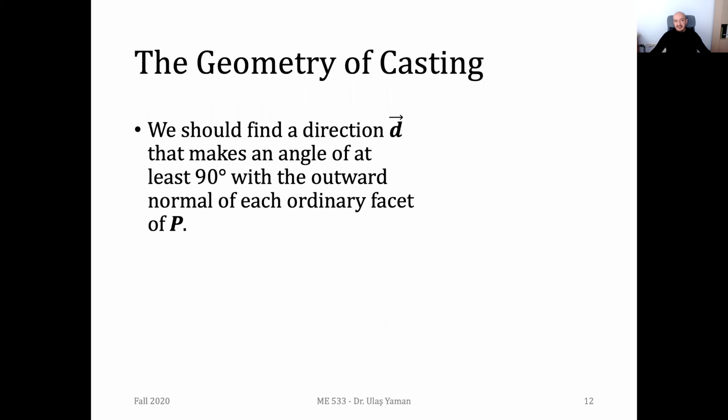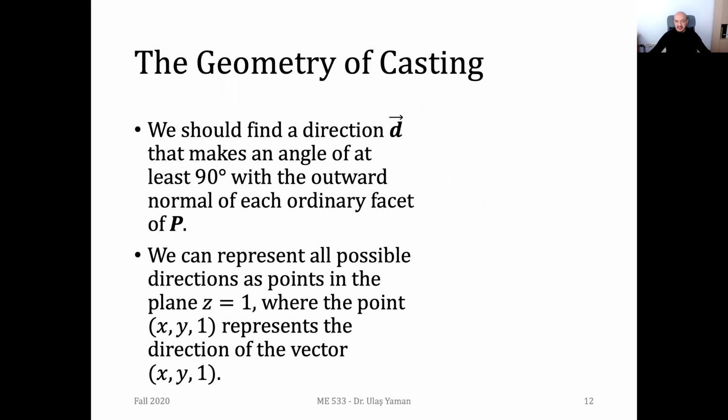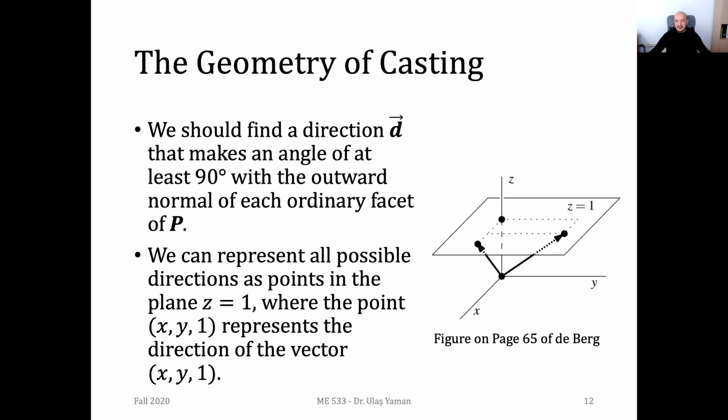So the thing is that if all the angles are fine with our requirement, then we should be able to find a specific direction or some number of directions. And these vectors would represent points on the z equals 1 plane. So this is the simple z equals 1 plane, as you see here. And these are some direction vectors. This one is d1, and this is another direction vector, d2.